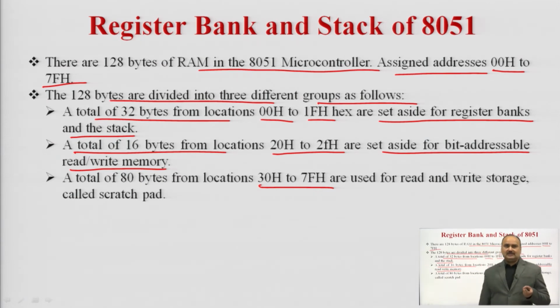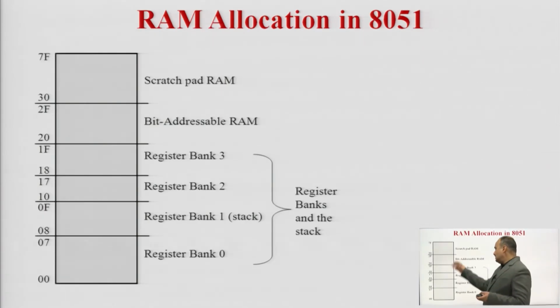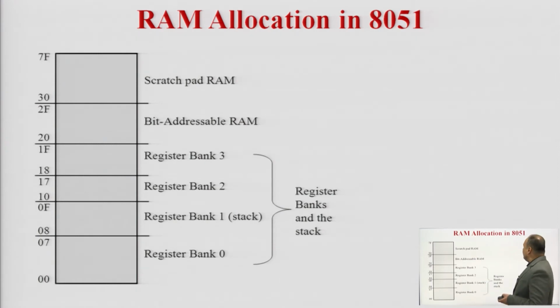So, this is the allocation of the 128 bytes of RAM memory of the 8051 microcontroller into 3 different groups. The first group is 32 bytes, the second group is 16 bytes, and the third group is 80 bytes. So, in total we have 128 bytes of random access memory in the 8051 microcontroller. So, this is the RAM memory allocation.